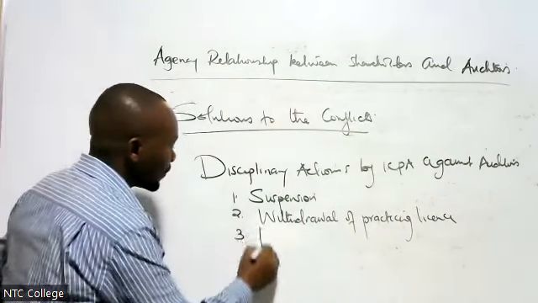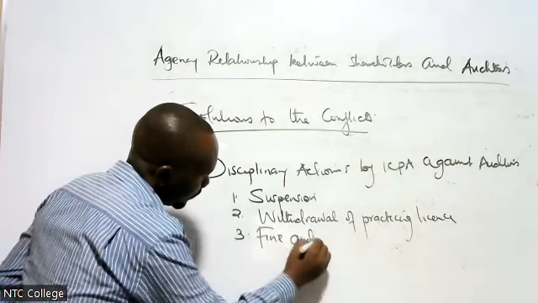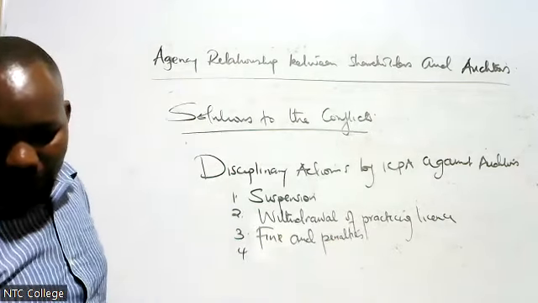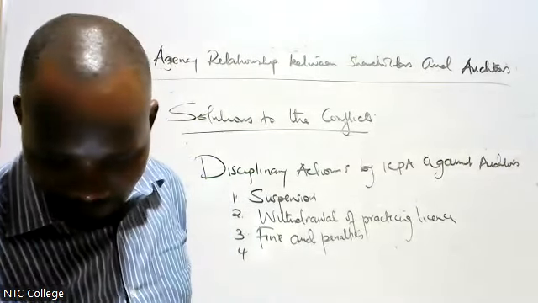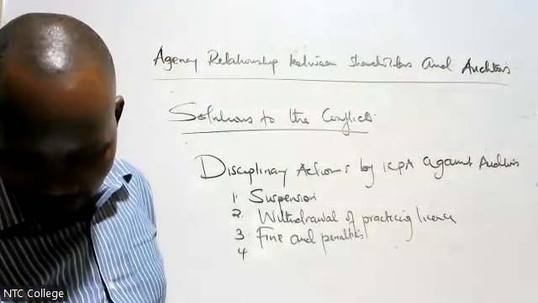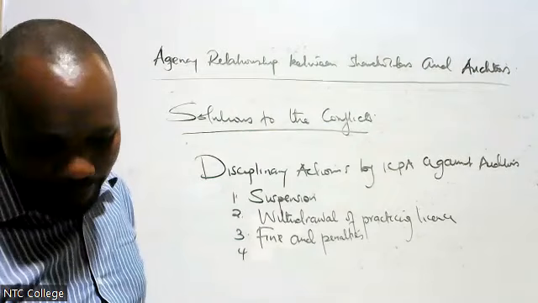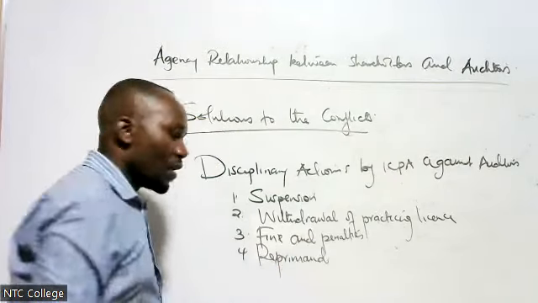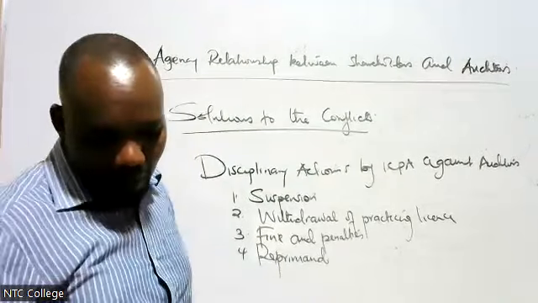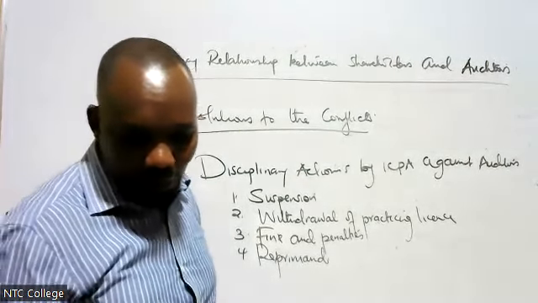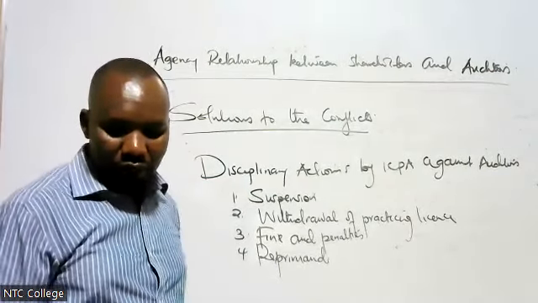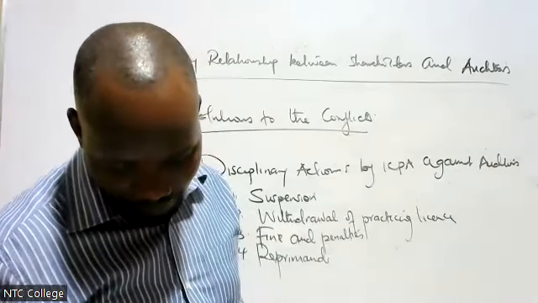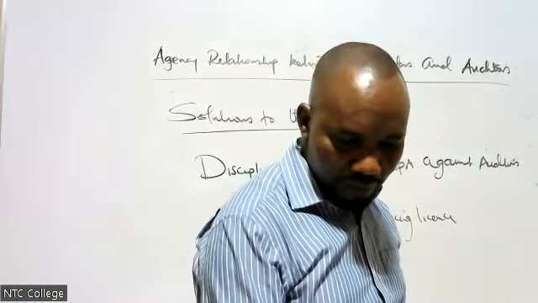Fines and penalties. Reprimand. So those are some of the actions that they can take. Another solution, which is number 4, is use of audit committees and audit reviews.